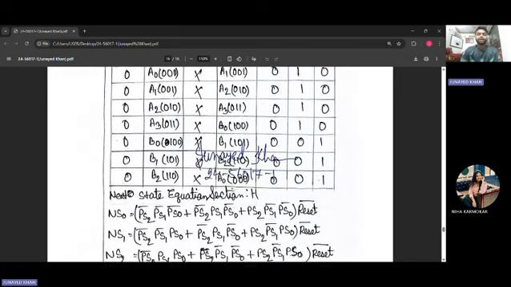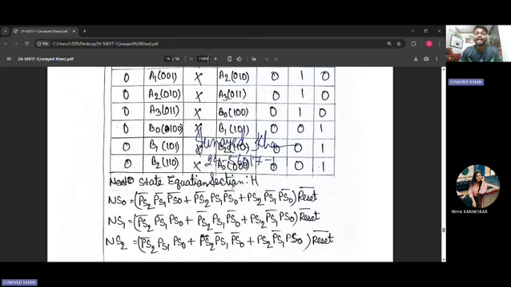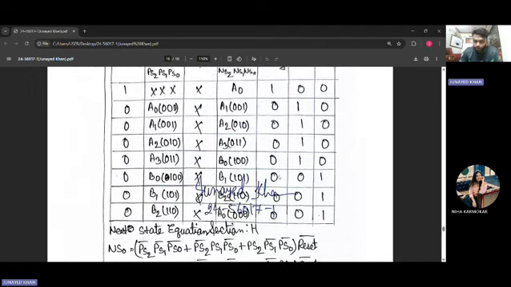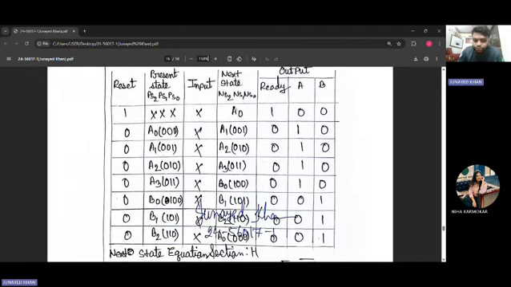Okay, then here we have come to the next state equations, ns0, ns1, ns2. You may have a question: what are ns0, ns1, ns2? As I've said, they are the next state equations. And how have we obtained them? We have to check every next state for ns0.